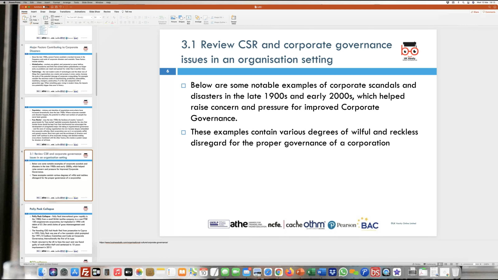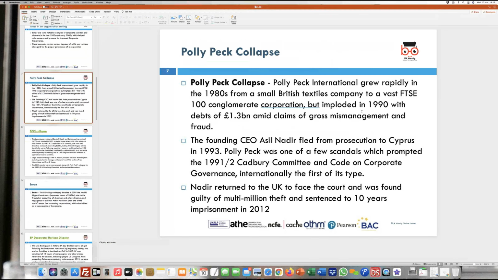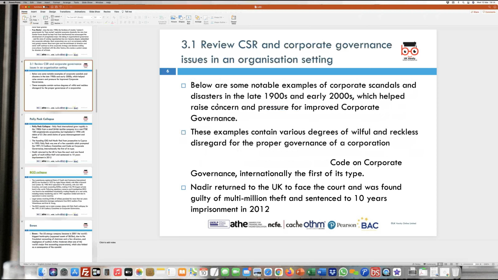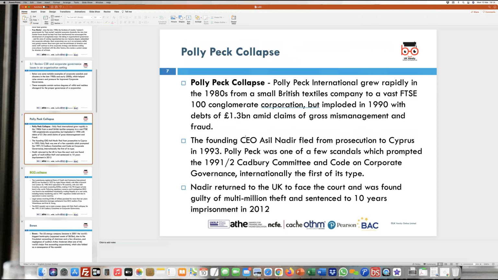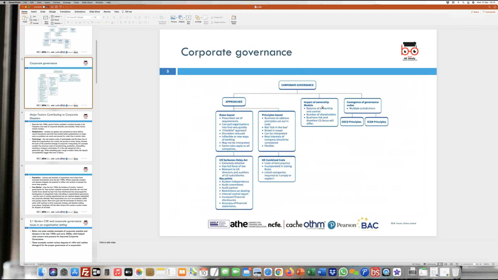So when we look at 3.1, if I relate the example of Polly Peck International, the British textile company which collapsed, what would be the problem in terms of corporate governance for this company's collapse? So this is an example of financial mismanagement and fraud. Is that okay?